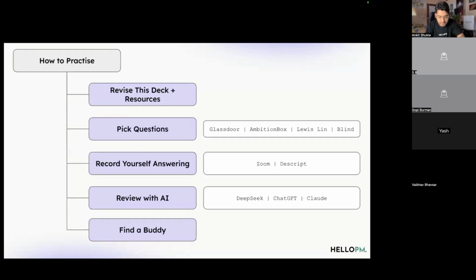First, I will share with you a lot of resources. Please go ahead and watch them. Make sure that you are going through all the resources well in time. It should take you 2-3 weeks to complete all the resources along with the deck. The second thing is, pick questions. I'll also share with you a large list of questions.